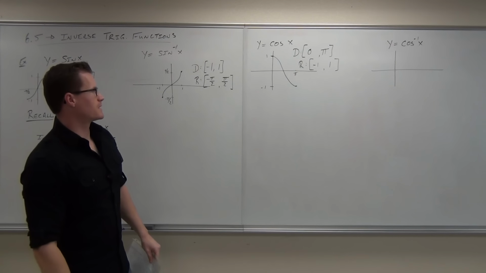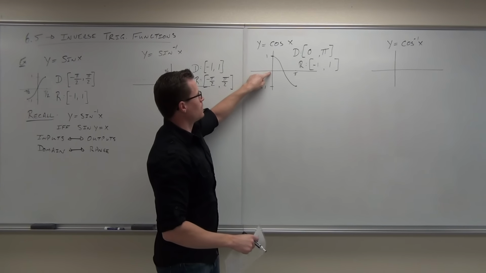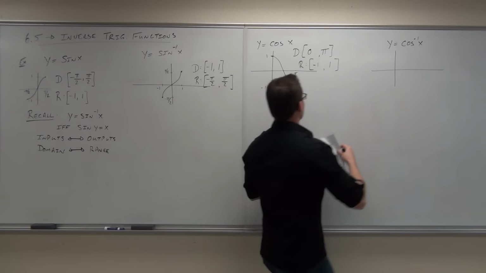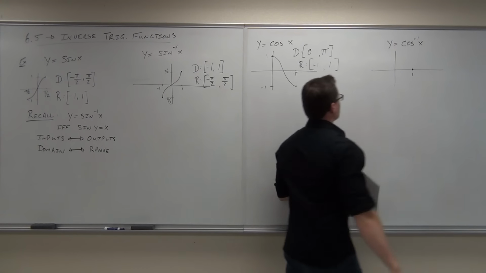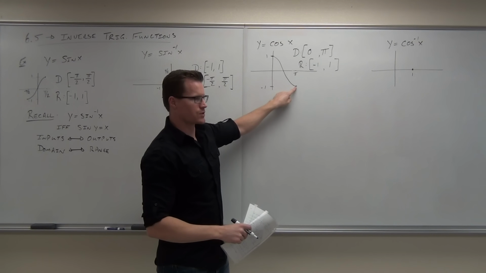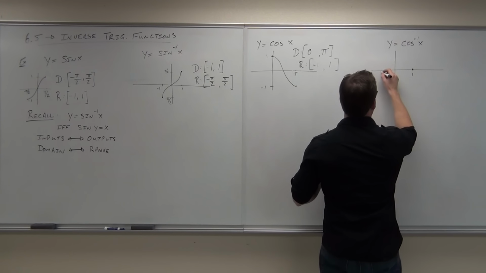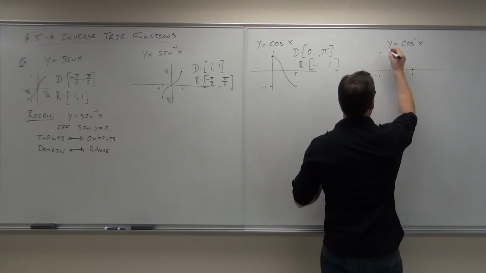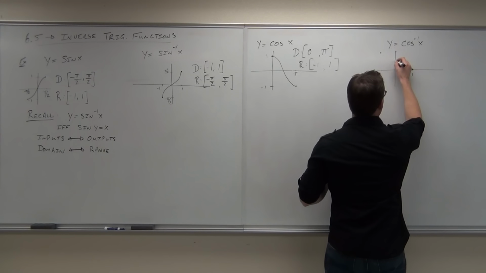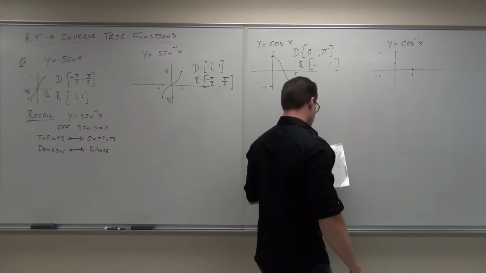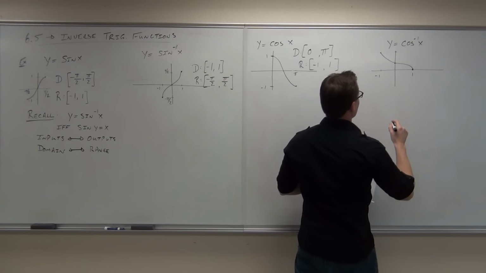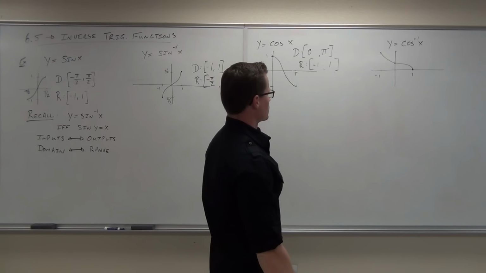So let's see if we can do it. Tell you what. If the point 0, 1 is on my original function, what's on my inverse? 1, 0. Perfect. That's there. If pi, -1 is on my function, what's on my inverse? -1, pi. If 1, 0 is on my function, 0, 1, and we get something that looks like this. Wow, that's really nasty. Sorry, I hope you get the idea of it. My graphs are not that great.